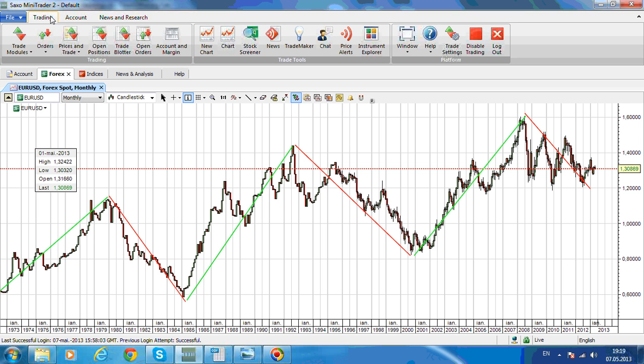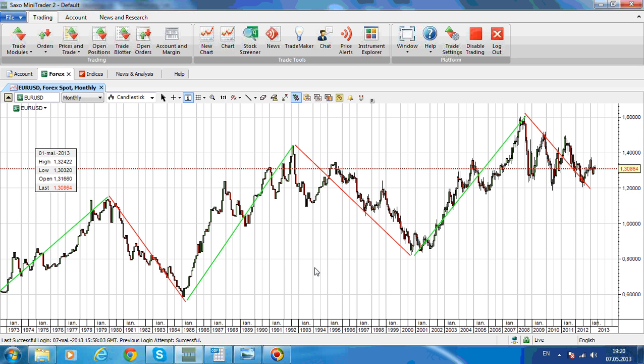This is the Mini Trader 2 platform from Saxo Bank, and the reason I want to show you the project that I've made is that it is based on the euro dollar since the inception. When you are trying to backtest a security or currency pair or whatever, try to go as much as possible into the history, because the more data you gather, the more evidence it is for your project. So it brings more validity to your project.